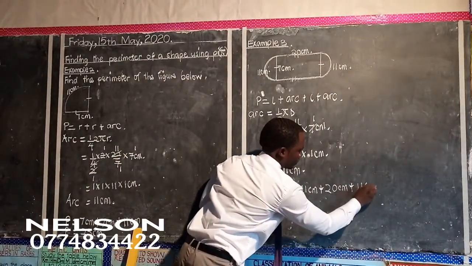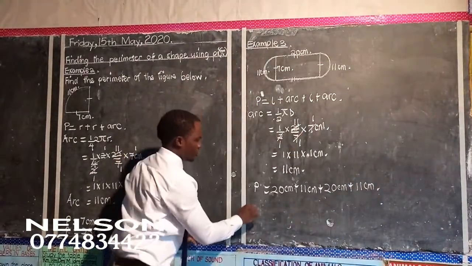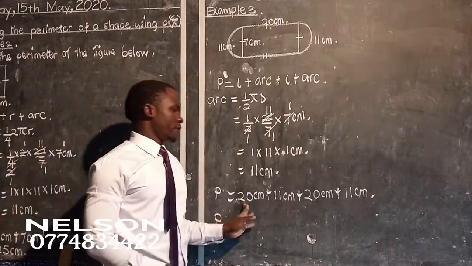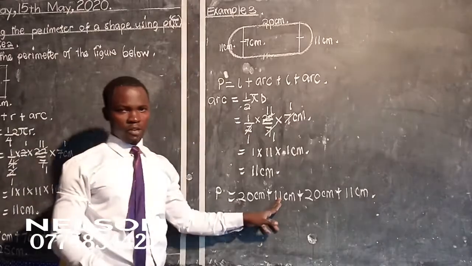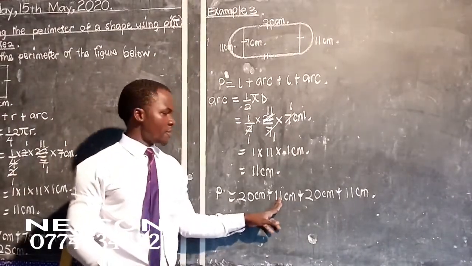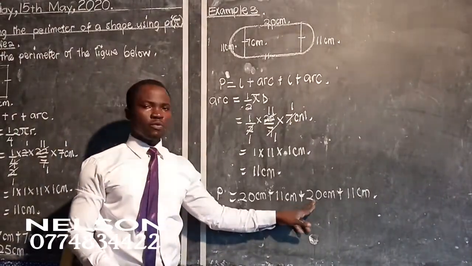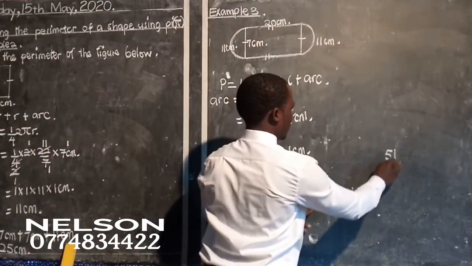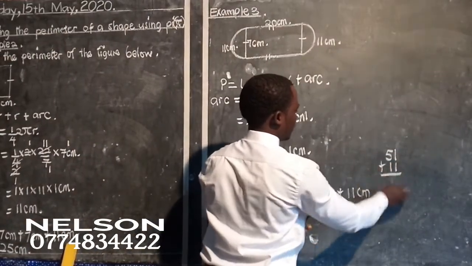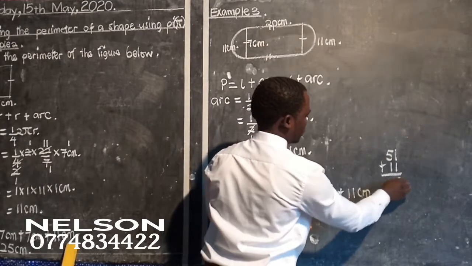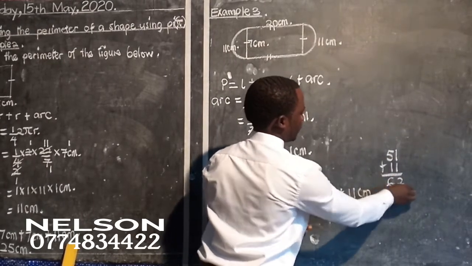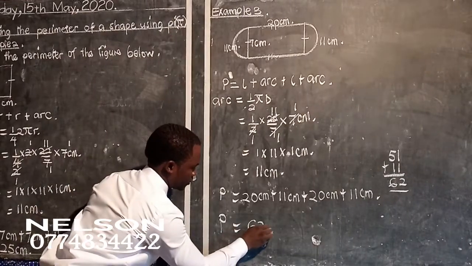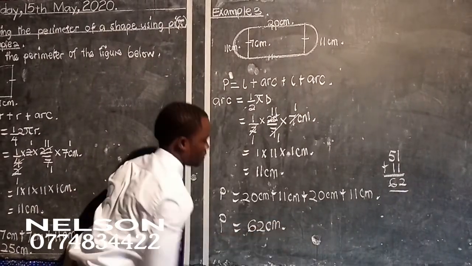which is 11 centimeters. So our perimeter equals, when you add 20 plus 11, we get 31. 31 plus 20, we get 51. Now, 51 plus 11, what are we having here? This is now 2, we have 6. So our perimeter equals 62 centimeters.